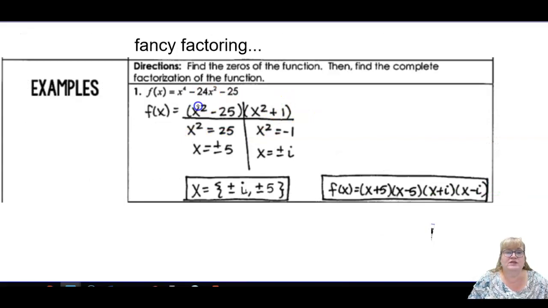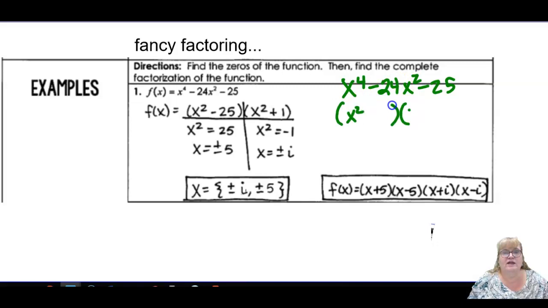So here's an example using fancy factoring. It says x to the fourth minus 24x squared minus 25. All right, our fancy factoring, when there's an x to the fourth and an x squared, we factor the x to the fourth as an x squared times an x squared. And then we look at negative 25. We would have 25 and 1. To get a negative 24 in the middle, you'd need more negatives. So it would factor like this, okay?